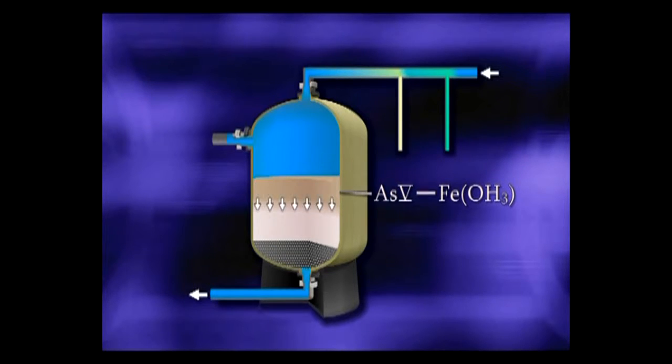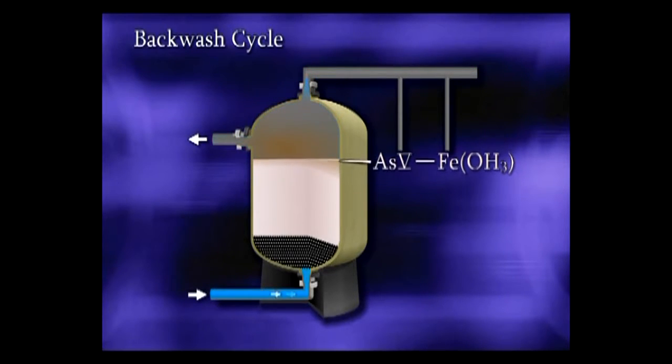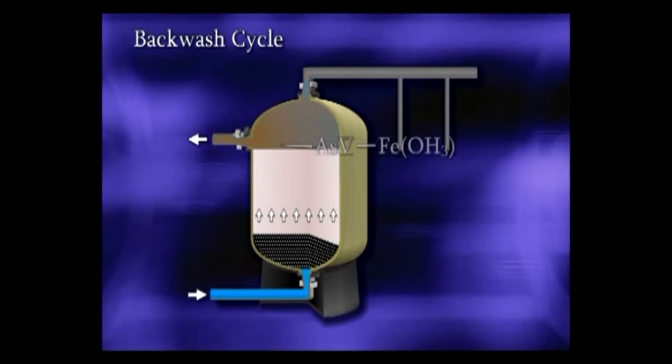The filters are allowed to load with the precipitates until the filter is partially loaded, and then the filter is backwashed. The backwash waste is directed to either a sanitary sewer or dedicated waste system.